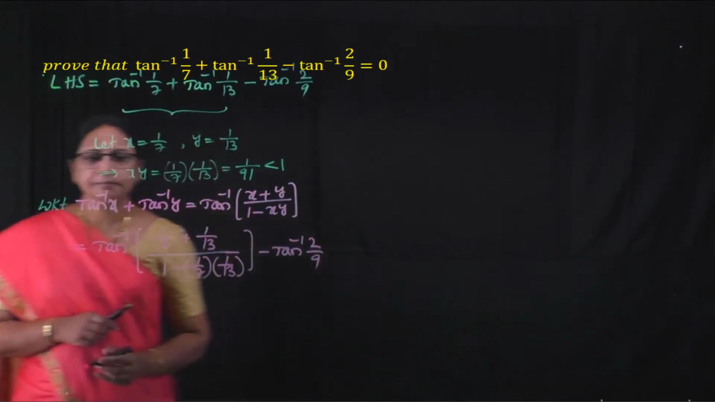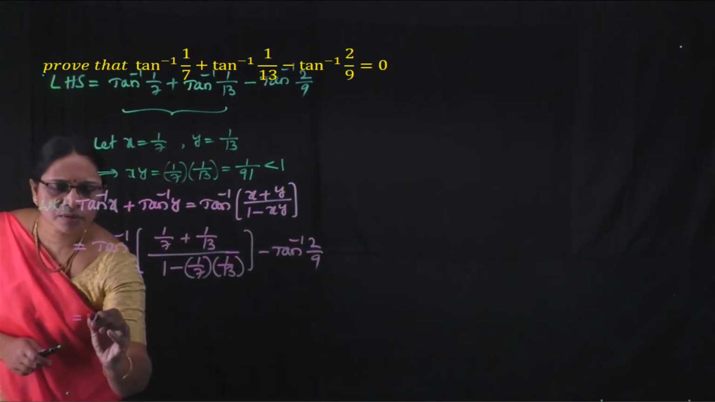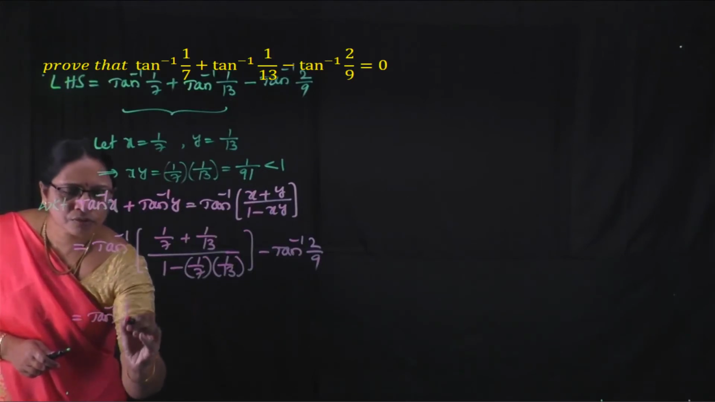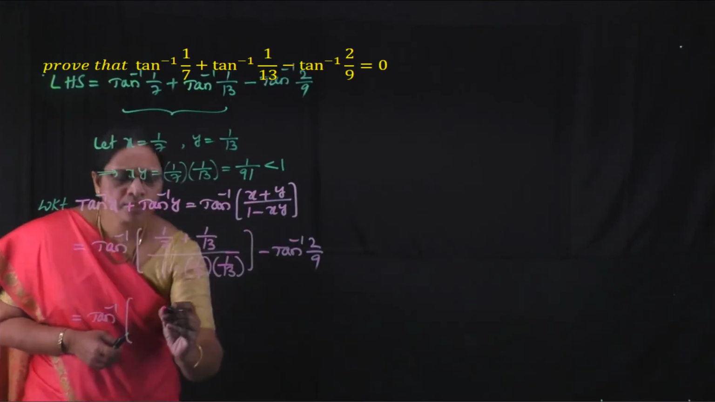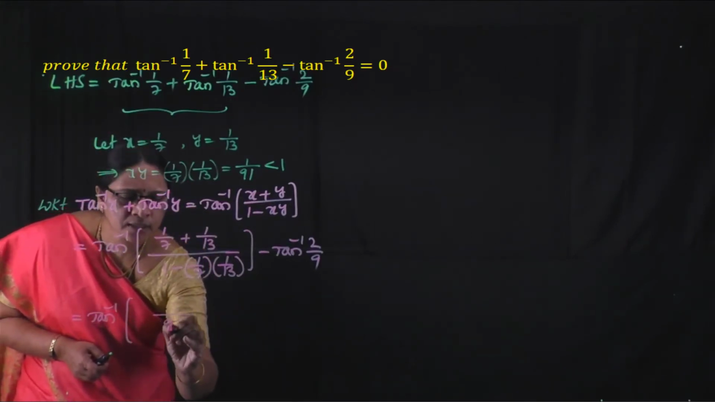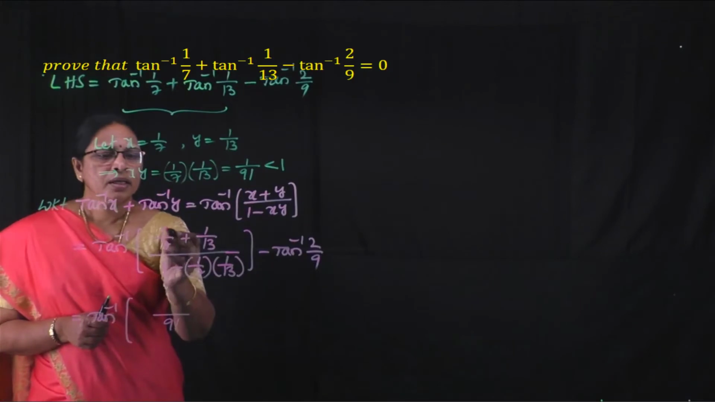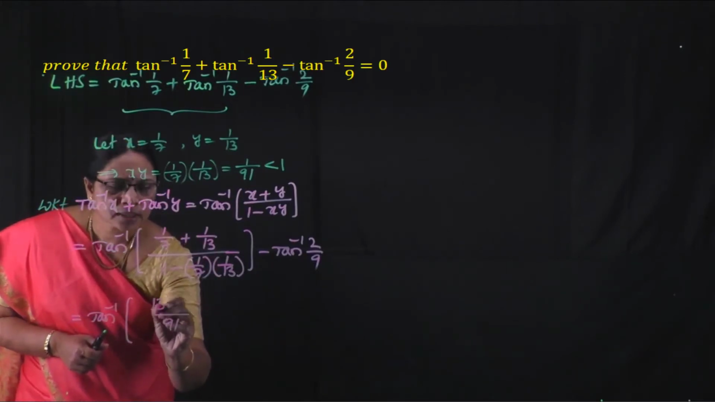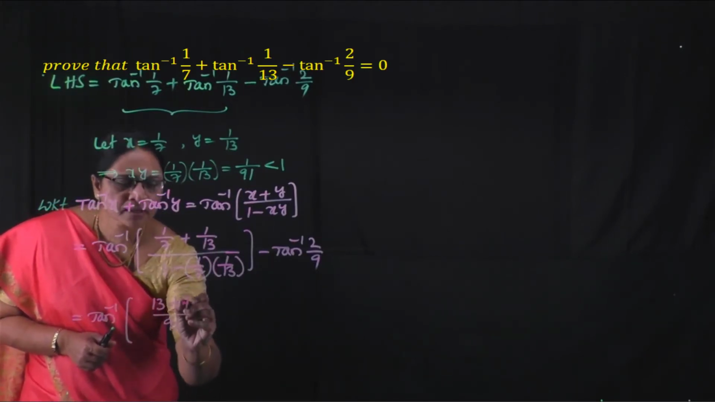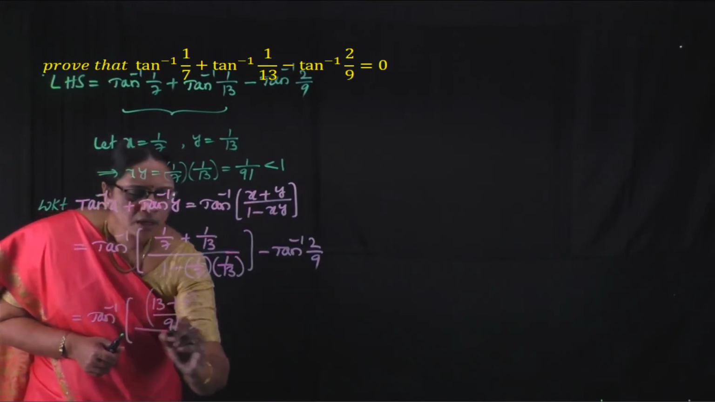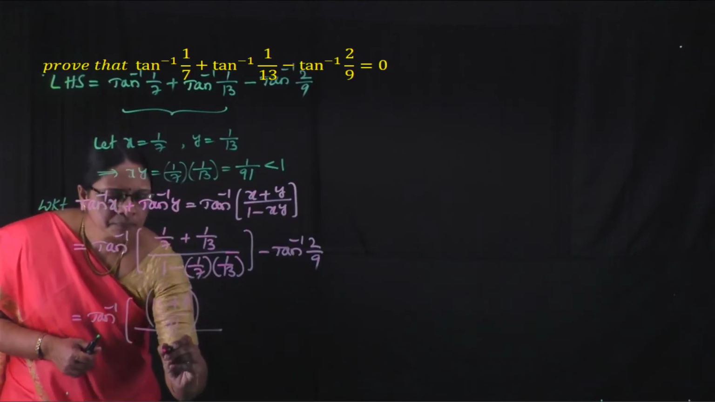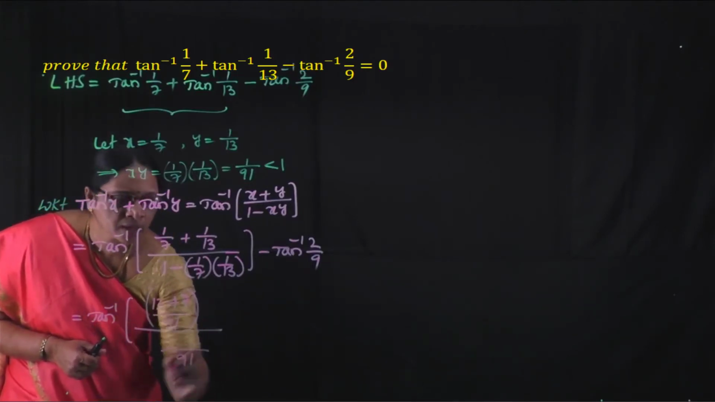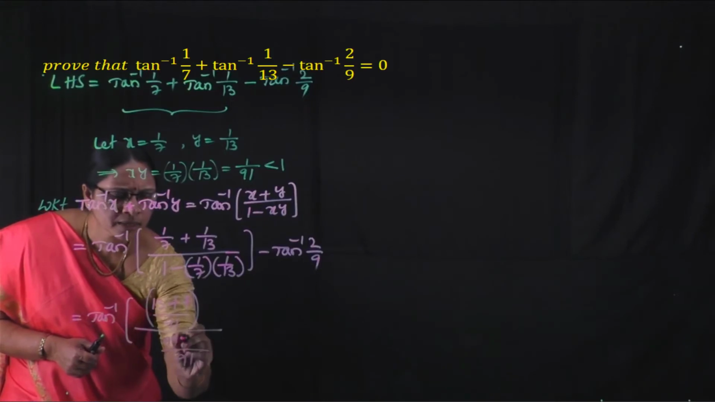That is equal to tan inverse of, take LCM in the numerator. Here LCM is 7 into 13, that is 91. Here 1 into 13 is 13 plus 1 into 7, that is 7. Divided by, here in the denominator take LCM. LCM is 91. Here 91 minus 1.